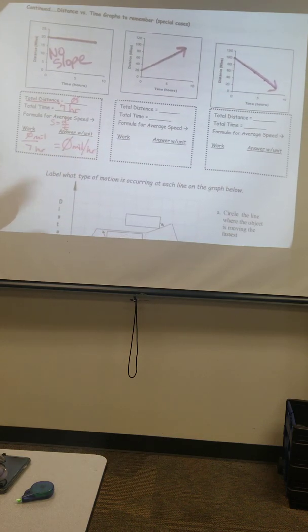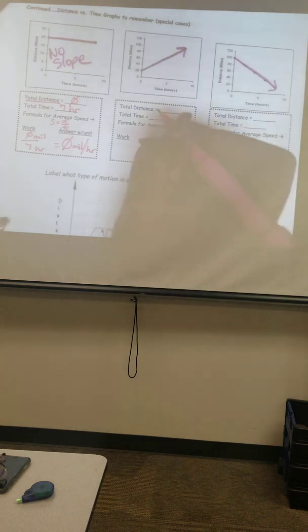Is that possible? Absolutely, it's possible to have a 0 as an answer in physics. And here's one thing. When you see a straight line like that with no slope on the DT graph, it means 0. It means wherever it's at is where it's at, and it's not even moving.